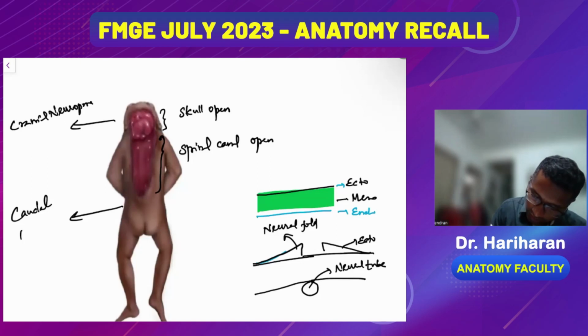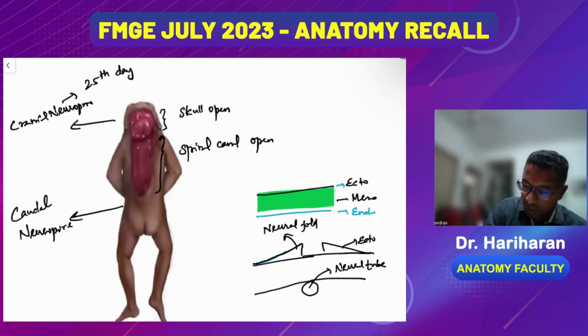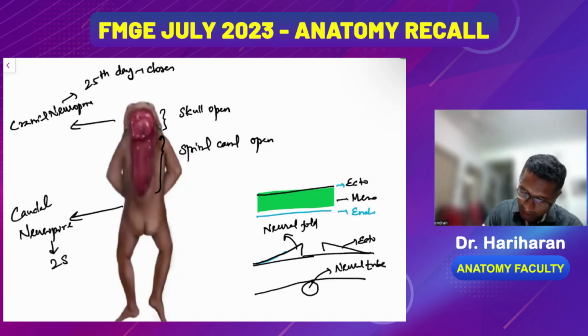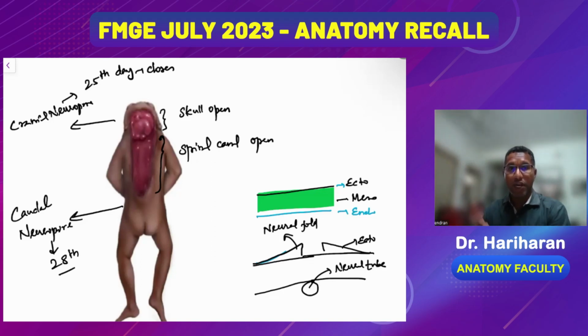Usually, the cranial neuropore closes by the 25th day of gestation, and 3 days later, by the 28th day, the caudal neuropore closes. If the cranial neuropore doesn't close, or the neural tube doesn't fuse, then the entire skull is open and the brain gets exposed. The head is not formed well. That condition is called anencephaly.